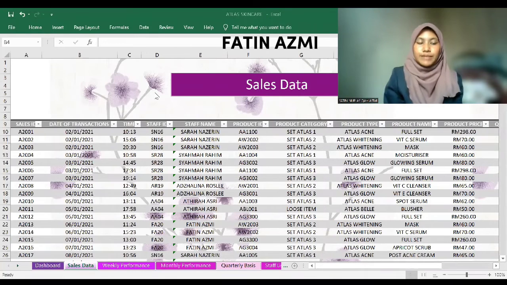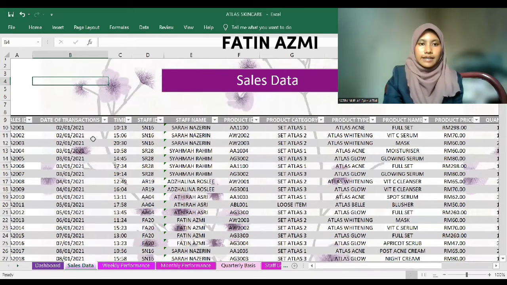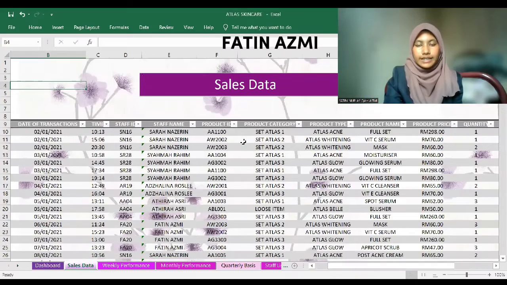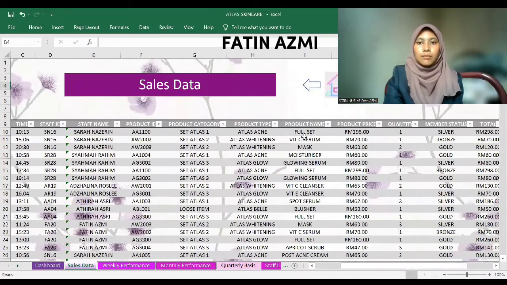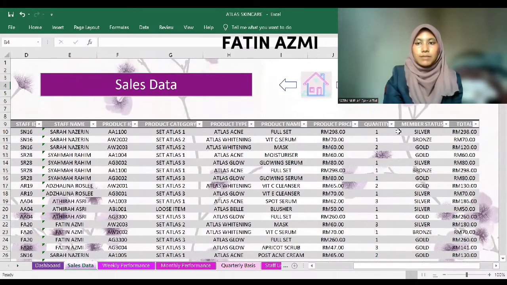Next, I will briefly explain about our sales data. Our sales data consists of sales ID, dates of transactions, time, staff ID, staff name, product ID, product category, product type, product name, product price, quantity, member status, and also total.